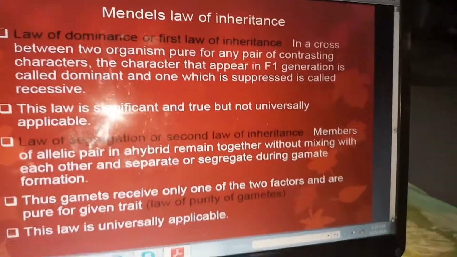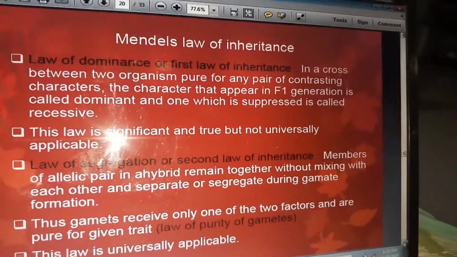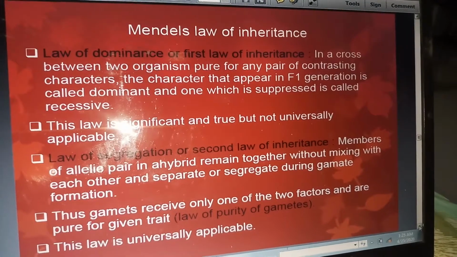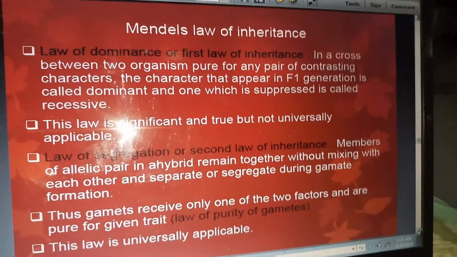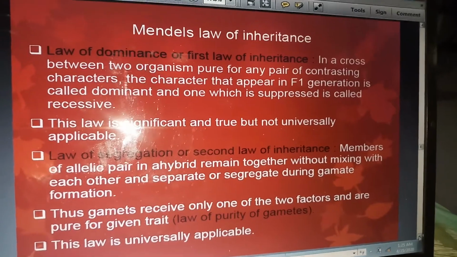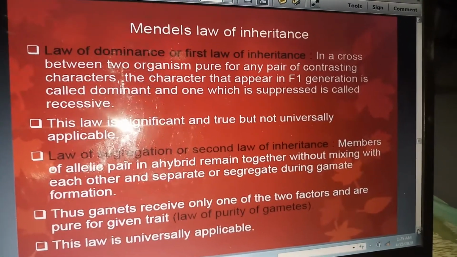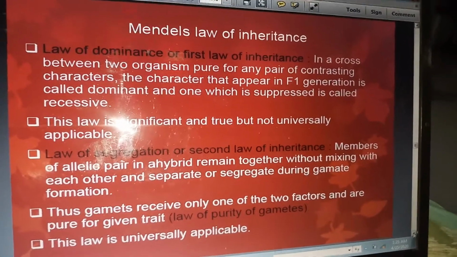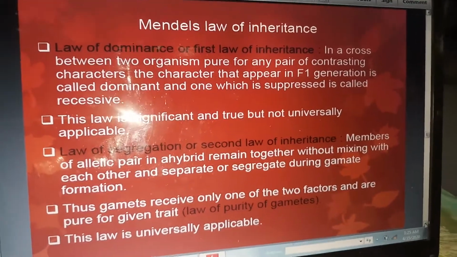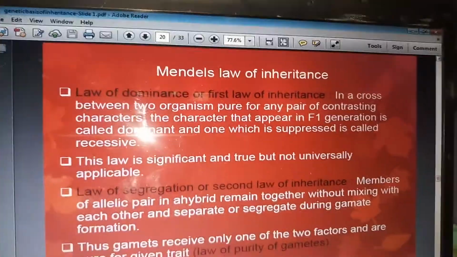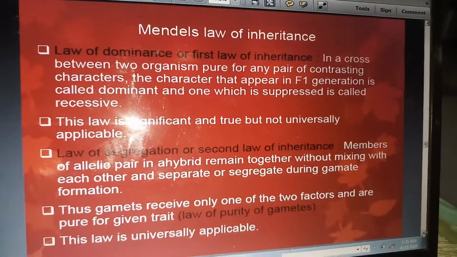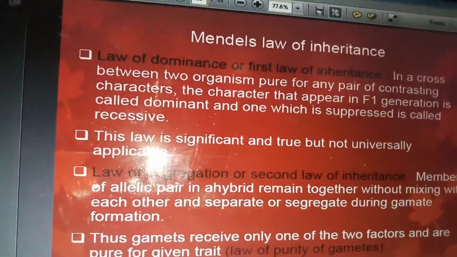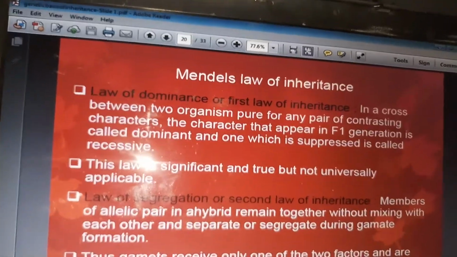Now, Mendel's laws of inheritance. The first law is the law of dominance, or first law of inheritance. In a cross between two organisms pure for any pair of contrasting characters, the character that appears in the F1 generation is called dominant, and the one which is suppressed is called recessive. That means the characters which are expressed are dominant and which are suppressed are recessive. This law is significant and true but not universally applicable.